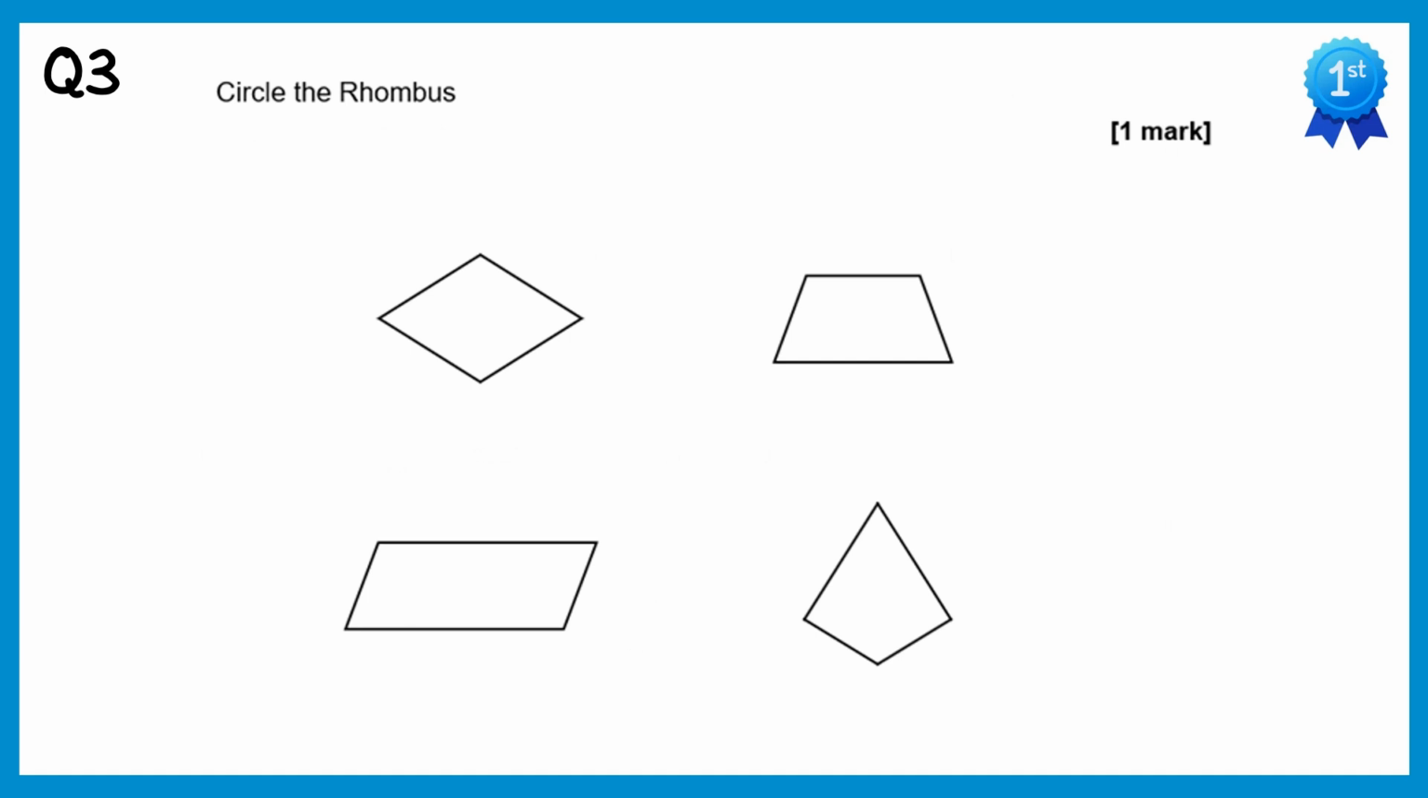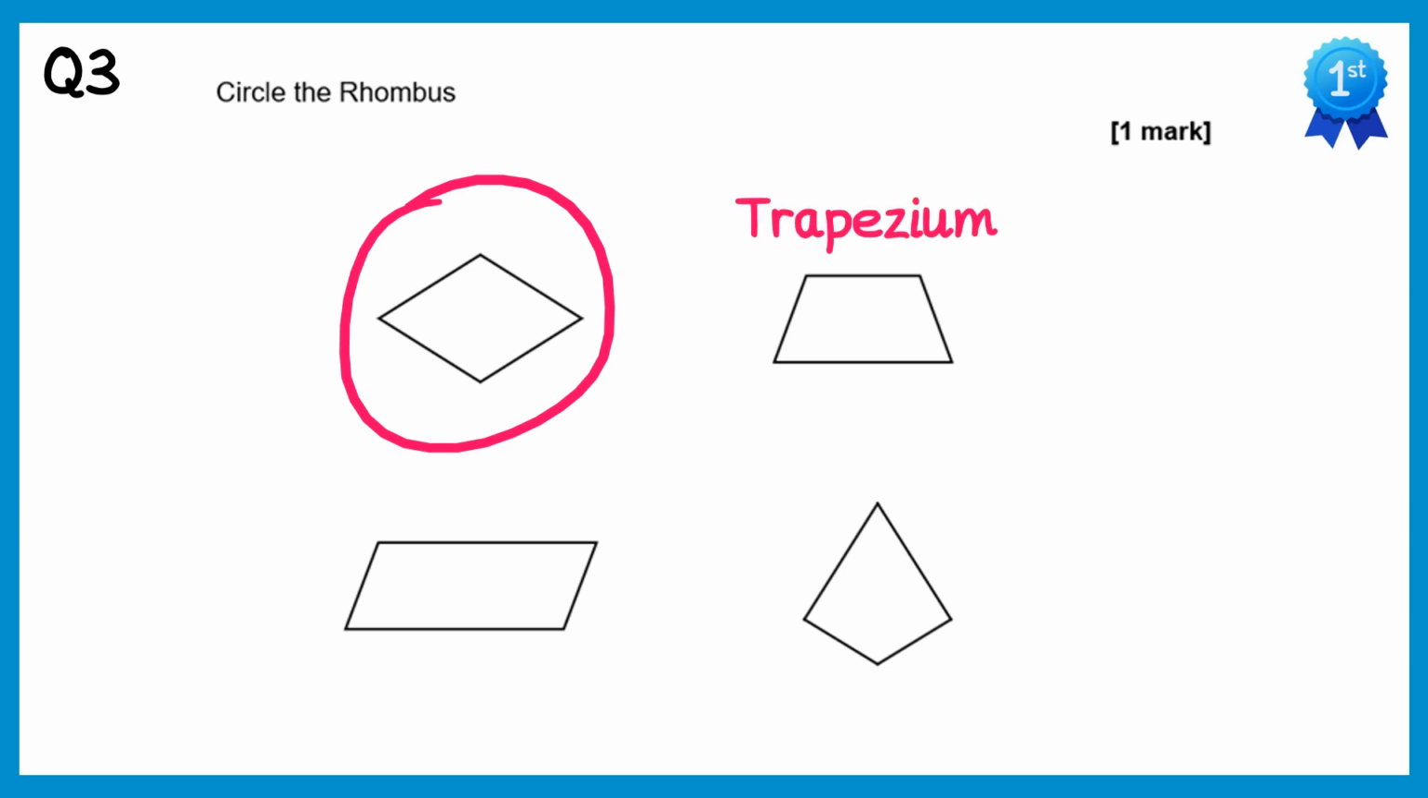For this question, we need to circle the rhombus, that's this first shape here. So a rhombus is a 4-sided shape, a quadrilateral, with all sides the same length and opposite angles are equal. You should also note the other shapes. This one's a trapezium, this one's a parallelogram, and this one here is a kite.